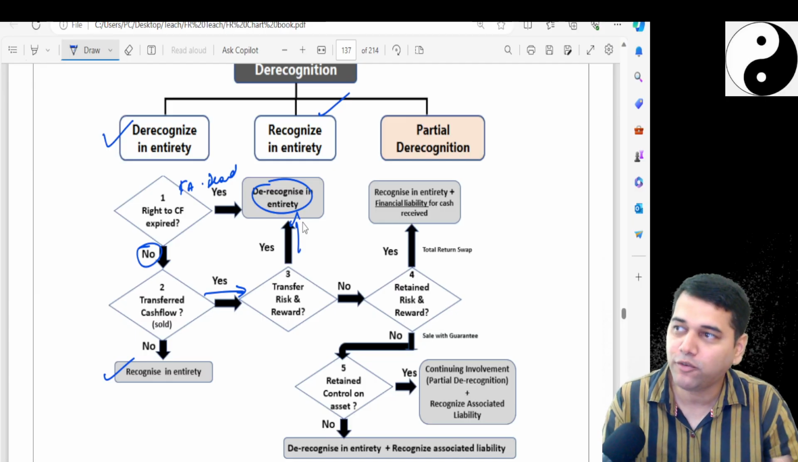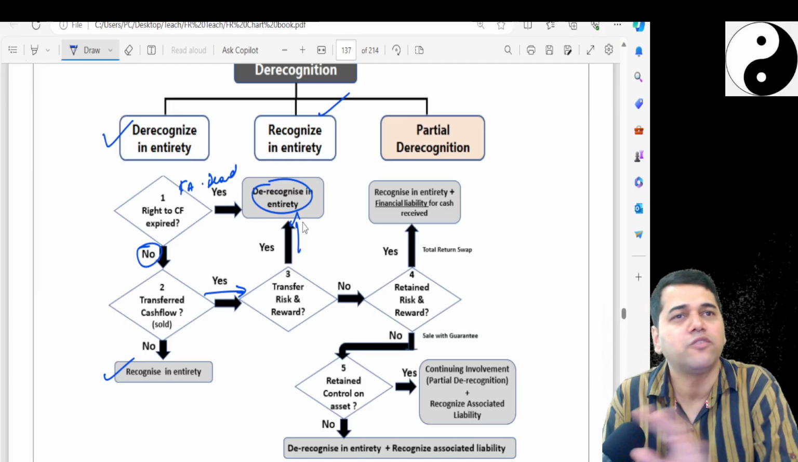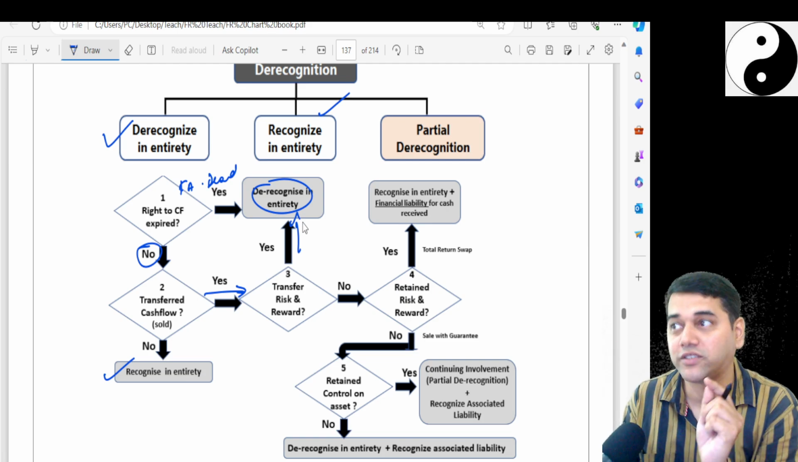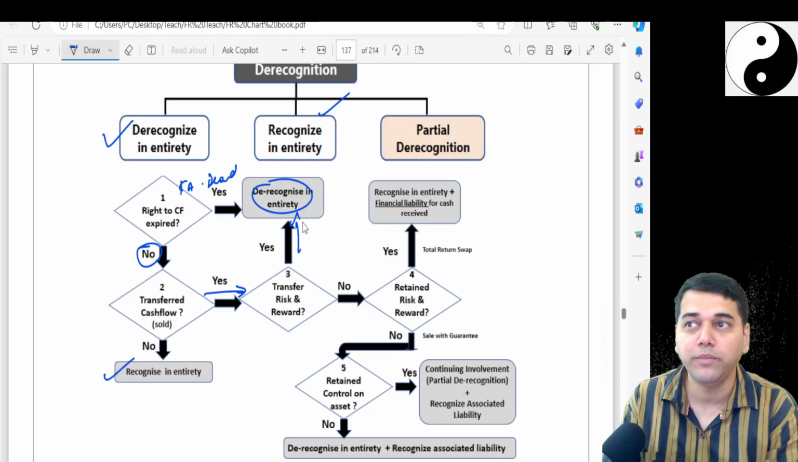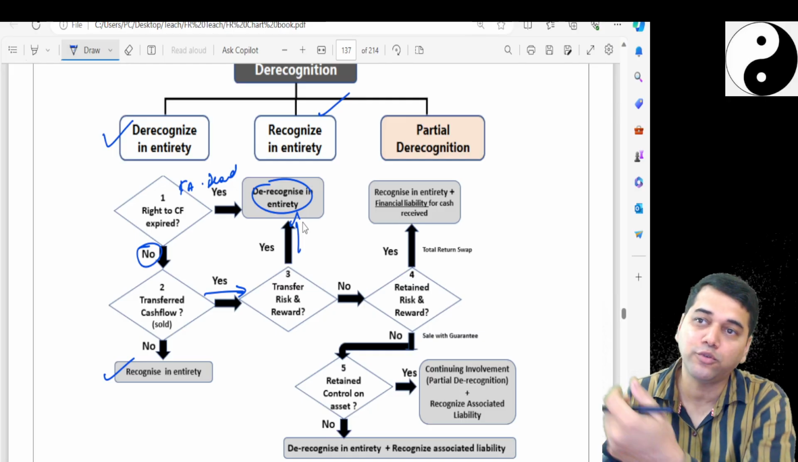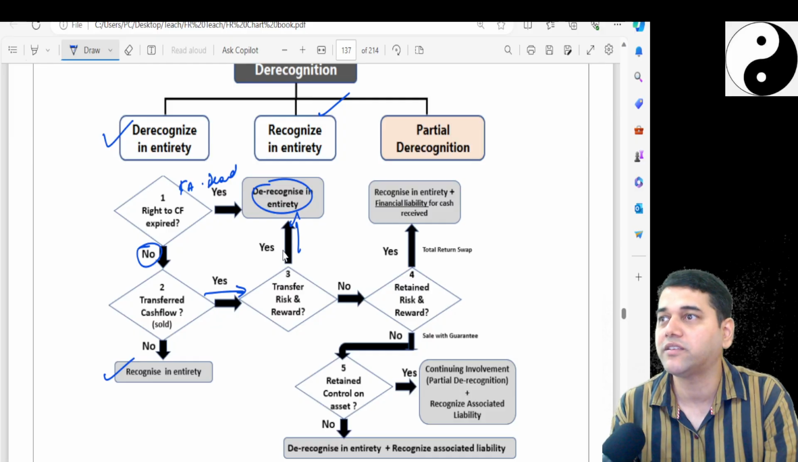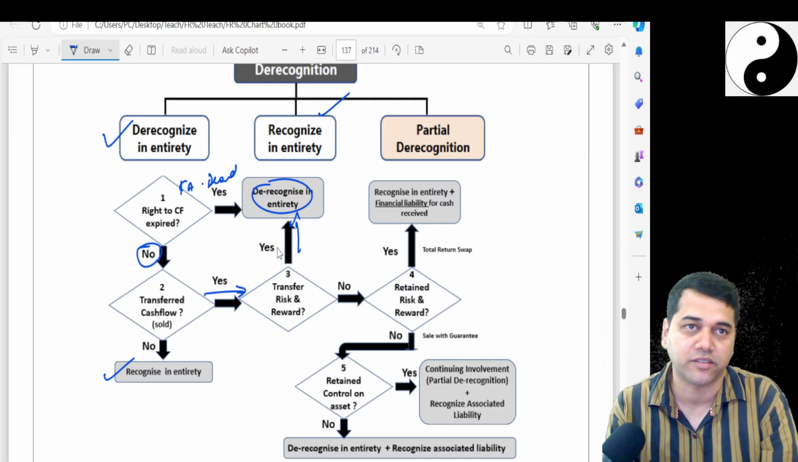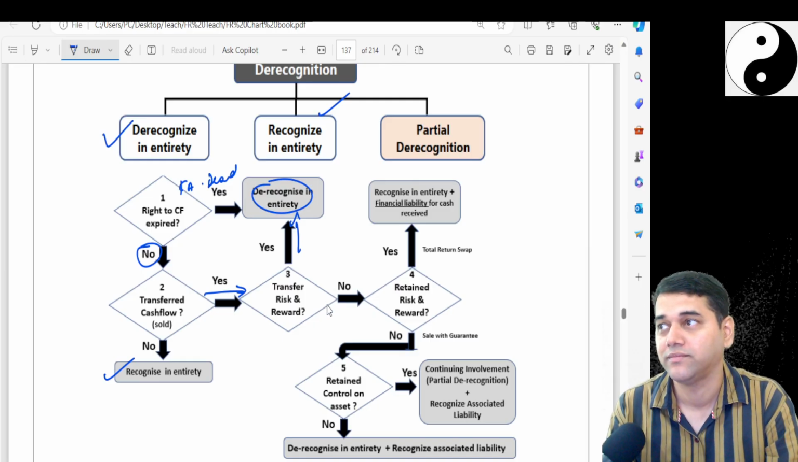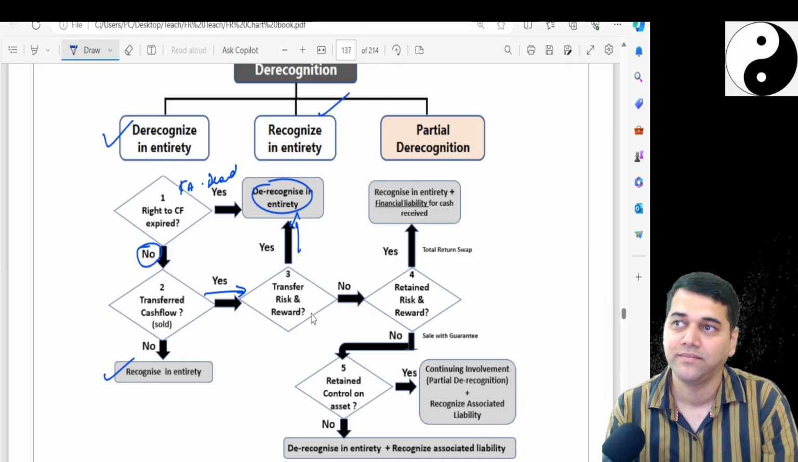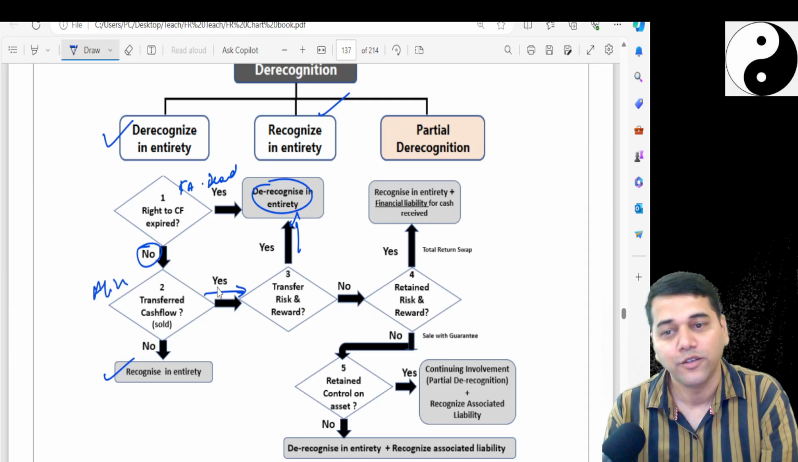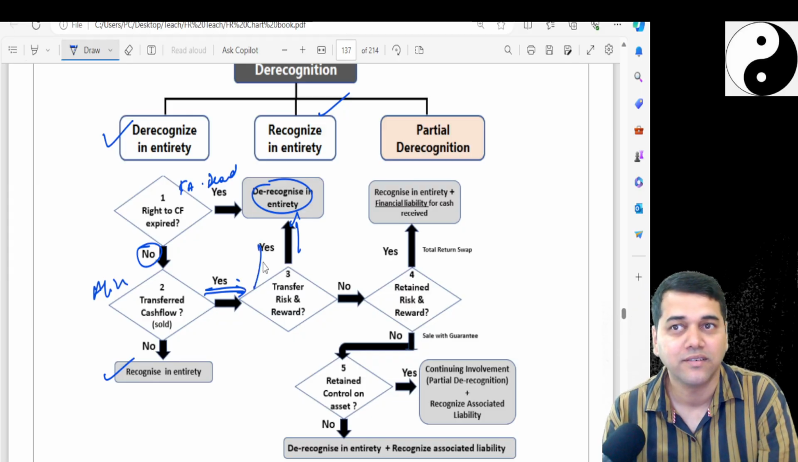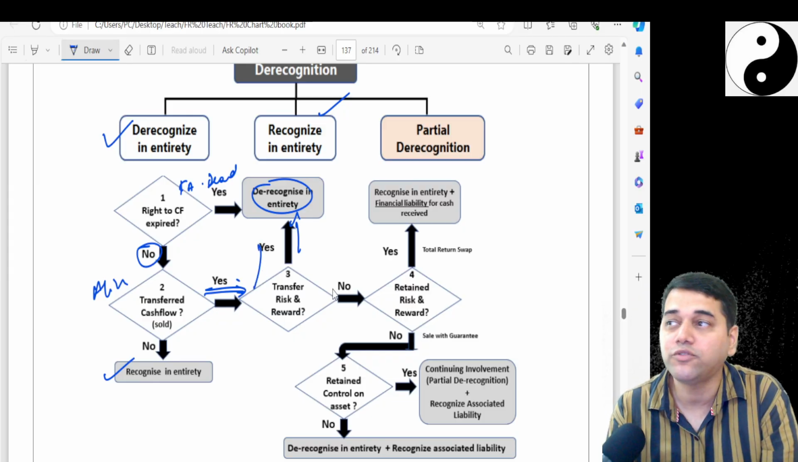Still with me? I'll go back. That is further. That's what I told you, use the word called no recourse. No recourse means don't come back to me again. Finish. You take it, your headache. Then derecognize completely. Pass the entry bank account debit to debtors. No. Now comes the challenge. See, asset is still alive. You sold it. But risk and rewards you didn't transfer.